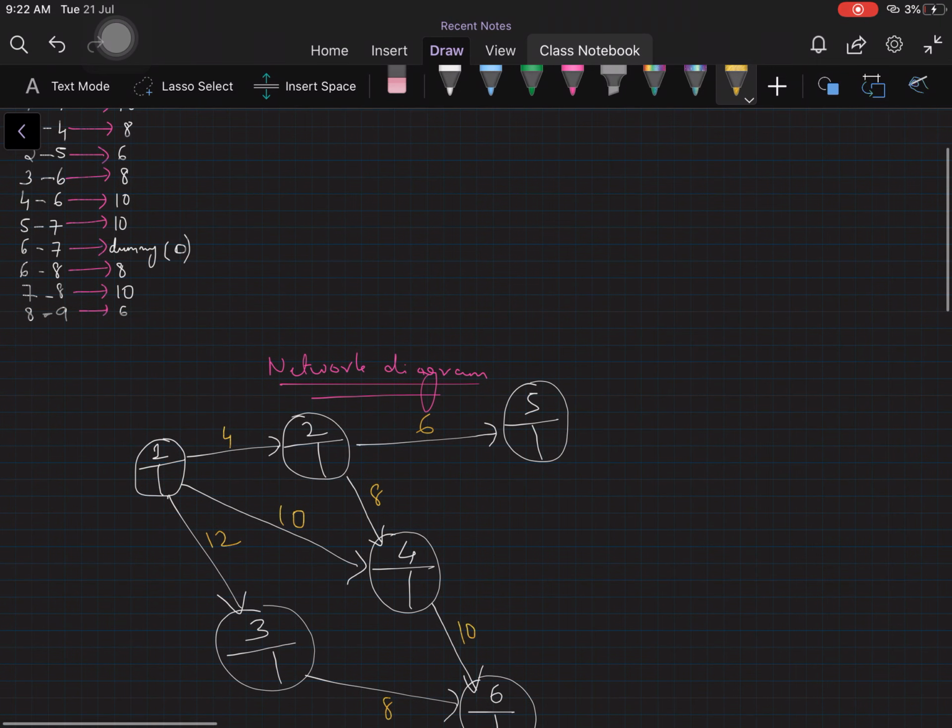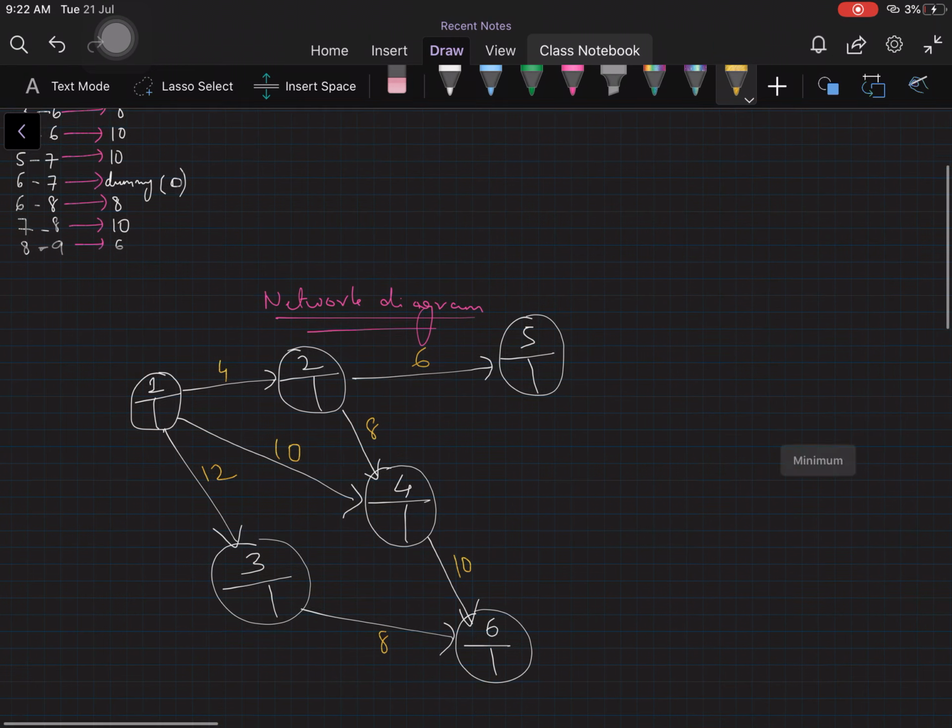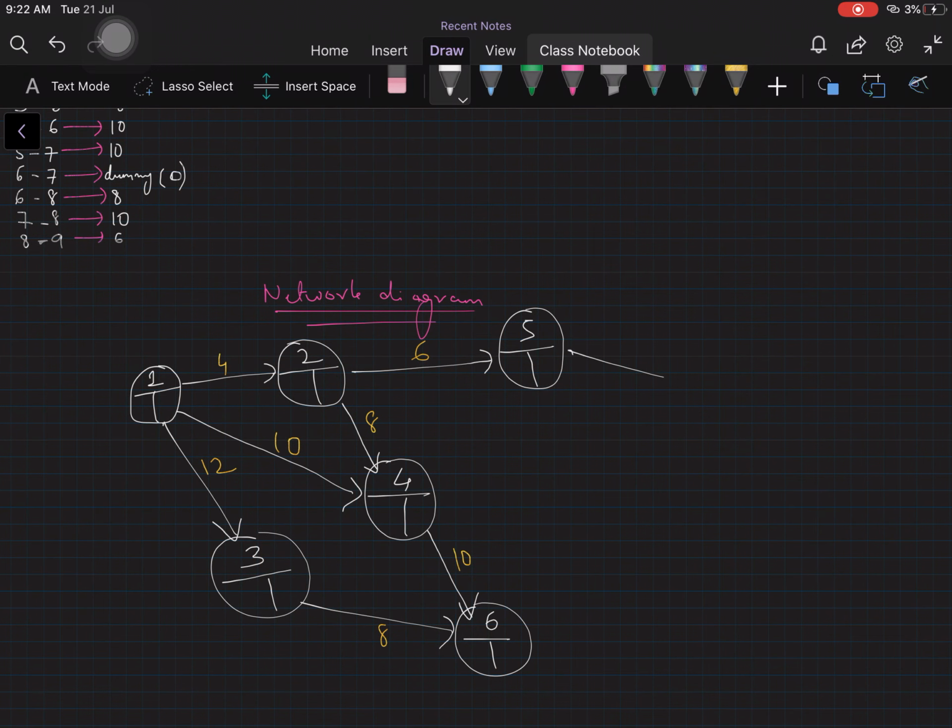Then we have 5 to 7. So 5 to 7. Okay, 5 to 7, and what is the duration for 5 to 7? 10 hours. So let's write 10 along the arrow.